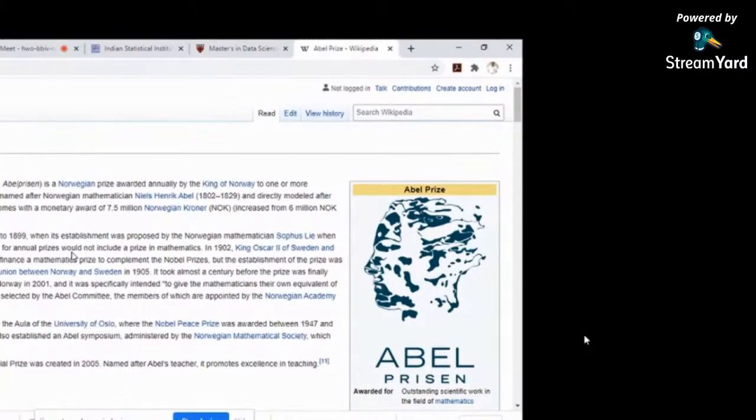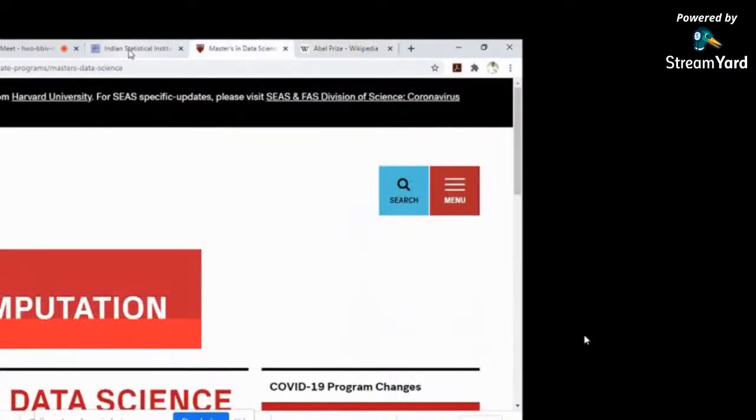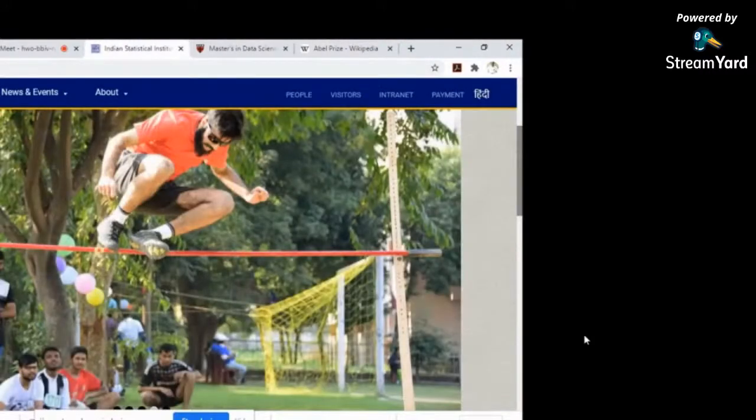So actually, SRS Varadhan was one of the faculty members of the Indian Statistical Institute at the beginning, along with C.R. Rao. He was the student of C.R. Rao. So that's why I told you statistics and mathematics are like brother and sister.